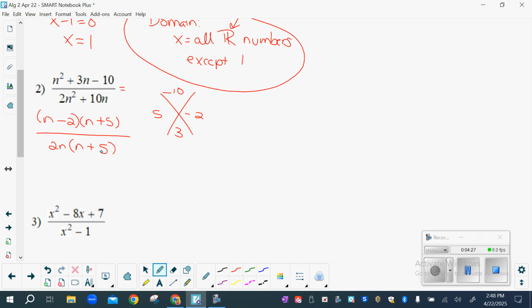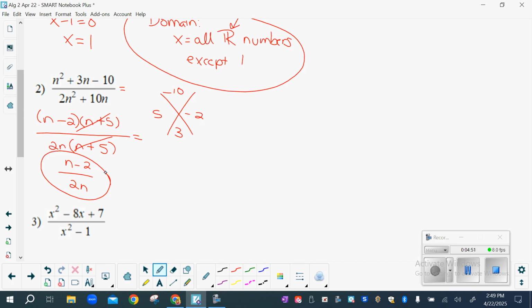And so now we can do this group again here. What can we do next? Cancel out what? Good. Cancel out the n plus 5. So my simplified answer is n minus 2 over 2n. Why can't I cancel the n's? I have subtraction on the top. It is not multiplication. I cannot cancel those.